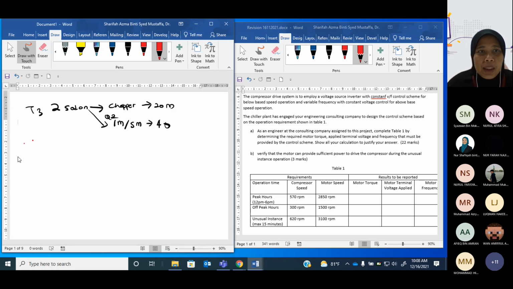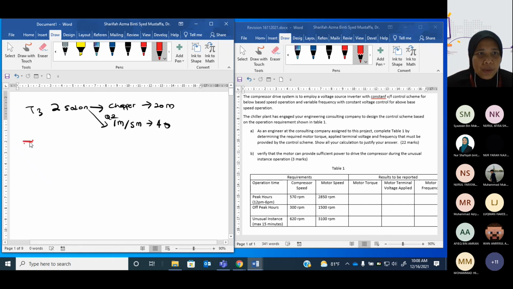I don't have the answer pun. We want how to, if you get this kind of question, how to start. What is the first thing you want to start? What does the question ask for? Apa dia question suruh buat ni? Anybody cepat? Kita tak ada banyak masa, tak ada 1 jam je.